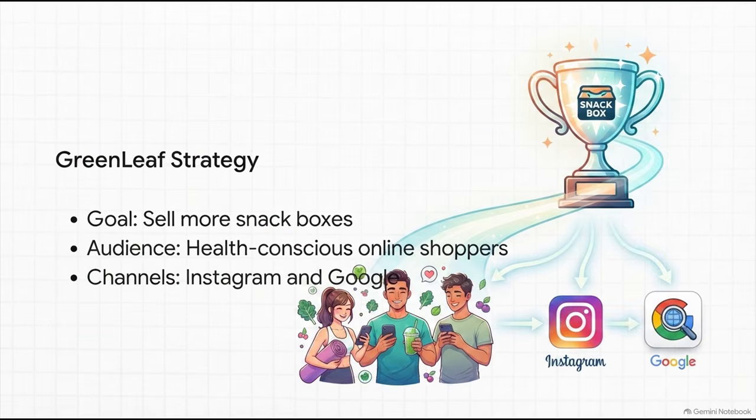So let's see how this plays out for our case study. GreenLeaf's goal is super clear. They want to sell more snack boxes on their website. Their target audience? Health-conscious online shoppers specifically between the ages of 25 and 45. And knowing exactly who they're talking to helps them pick their channels. Since their buyers are health-focused adults who shop online, GreenLeaf chooses Instagram and Google.